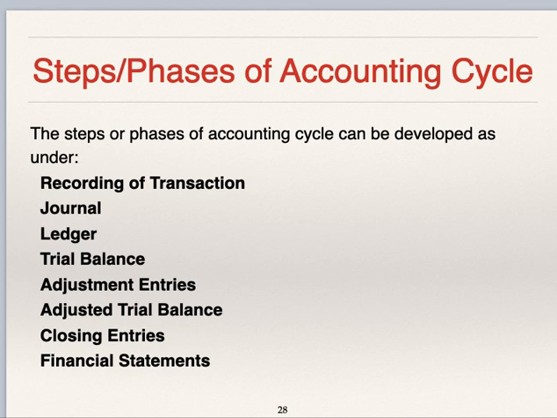I have told you there are various adjustment entries like outstanding expenses, prepaid expenses, depreciation, etc. Sometimes an adjusted trial balance is also prepared after adjustment entries are passed. Then closing entries are passed. All nominal accounts are closed by transferring them to the trading and profit and loss account by passing closing entries. And then at the end financial statements are prepared. Financial statements are the profit and loss account and balance sheet. These are the various steps or phases of the accounting cycle.